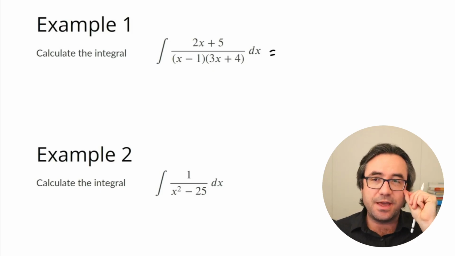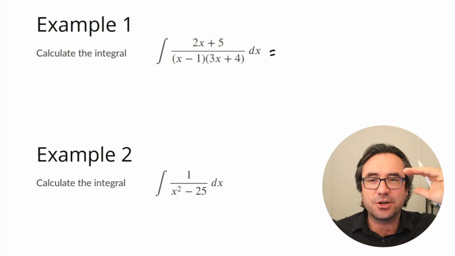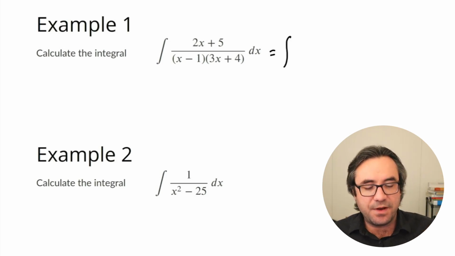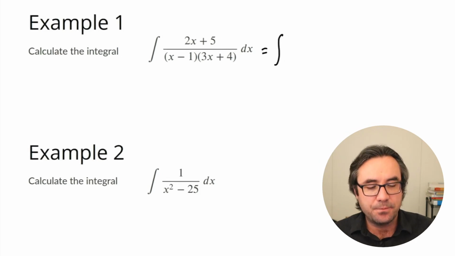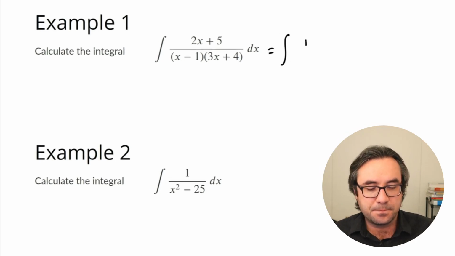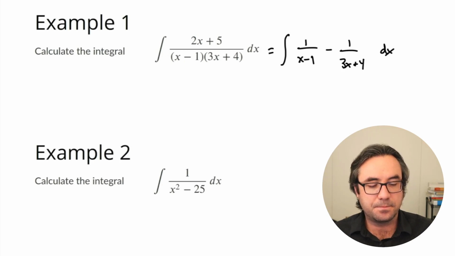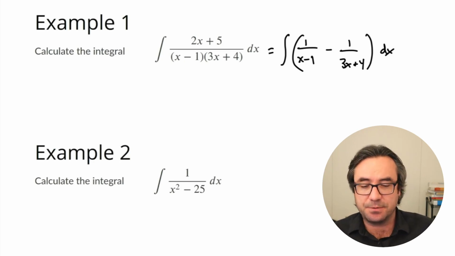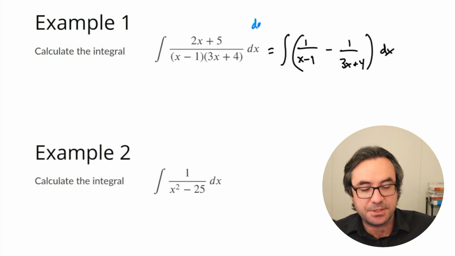So when we're presented with a problem like this, where we have a rational function we're trying to integrate, it doesn't hurt to leave a little space, go down a few lines, and work out the partial fraction decomposition. And what we found is that this fraction became 1 over x minus 1 minus 1 over 3x plus 4. So this was our decomposition here.